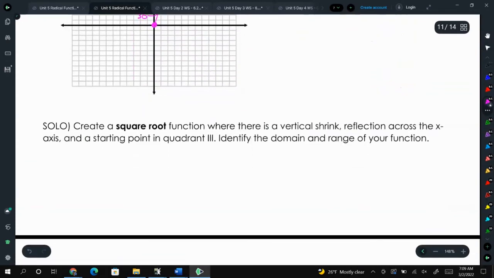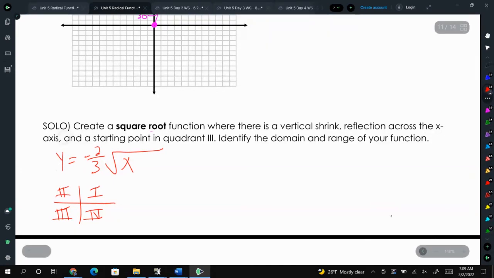The last one, create a square root function where there is a vertical shrink or reflection across the x-axis and a starting point in quadrant 3. Identify the domain and range. So y equals, we want a vertical shrink and a reflection across the x-axis. So let's go like -2/3 x. Now quadrant 3, if you have forgotten, 1, 2, 3, is in the lower left, where x and y are negative. So we need to plus a number and then minus a number on the outside.